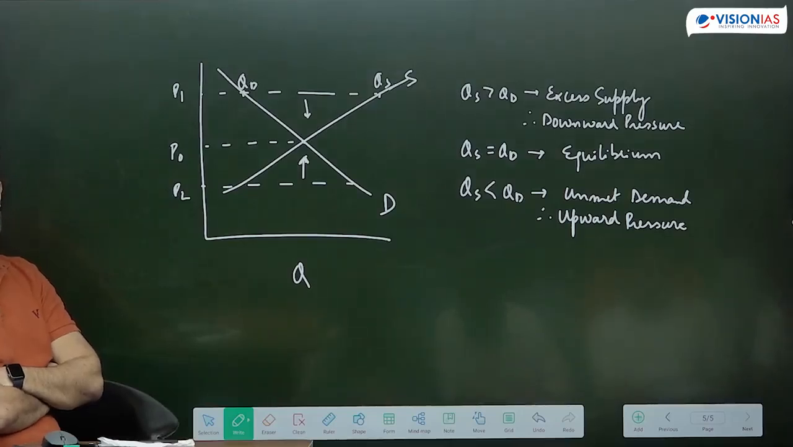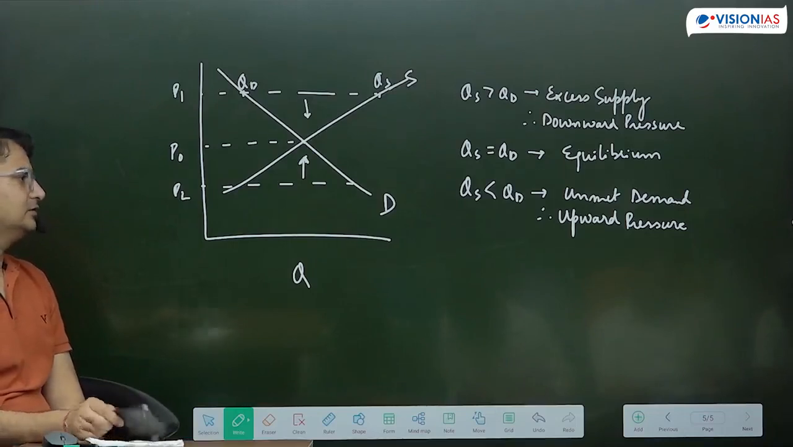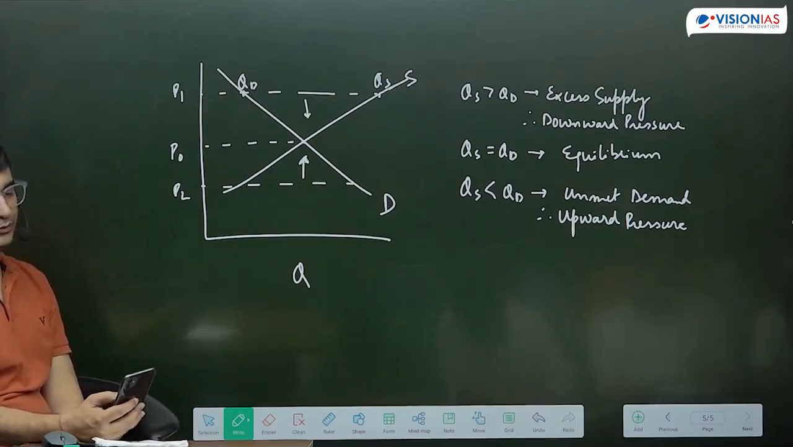So because of a fear of unsold supply, comma, such producers would exert a downward pressure on prices.